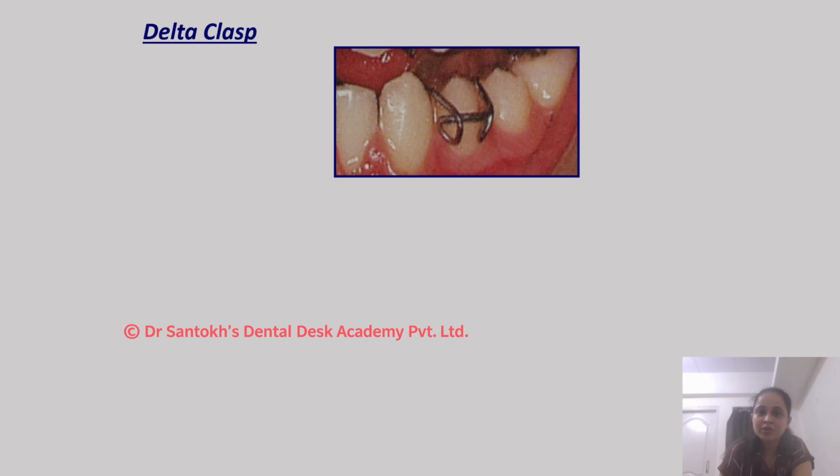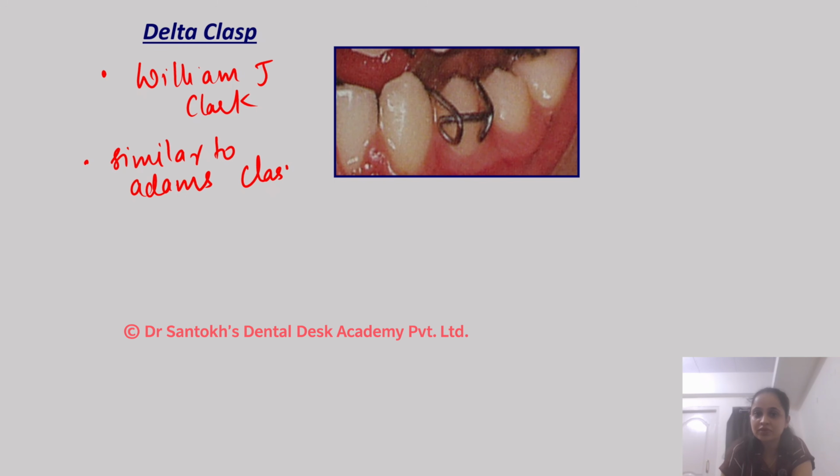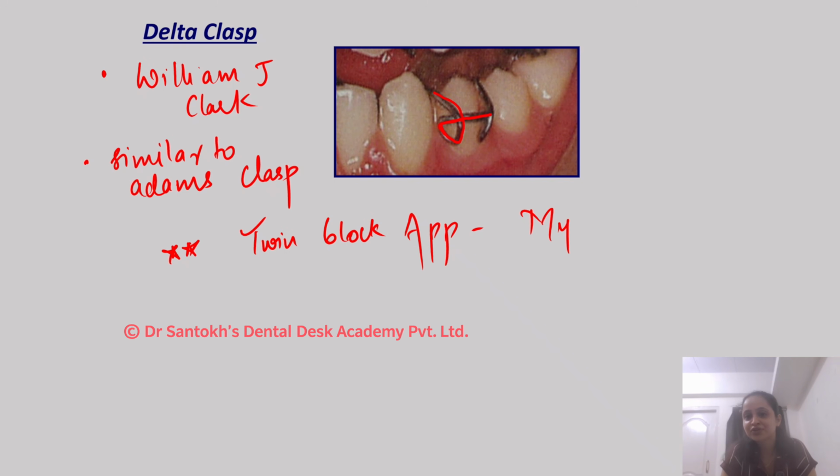Okay, next one more clasp that you have to read about is the delta clasp. So this was introduced by William J. Clark. Okay, this is similar to your Adams clasp, but there is a triangular shape. So this is a delta triangular shaped arrowhead. So this is a delta clasp. Mainly it is used for your twin block appliance. So what is a twin block appliance? It is a myofunctional appliance.